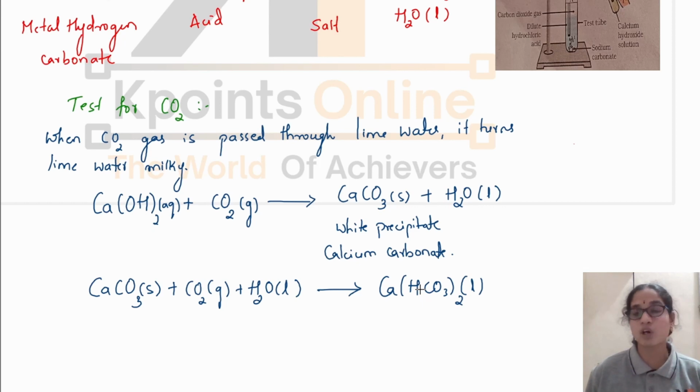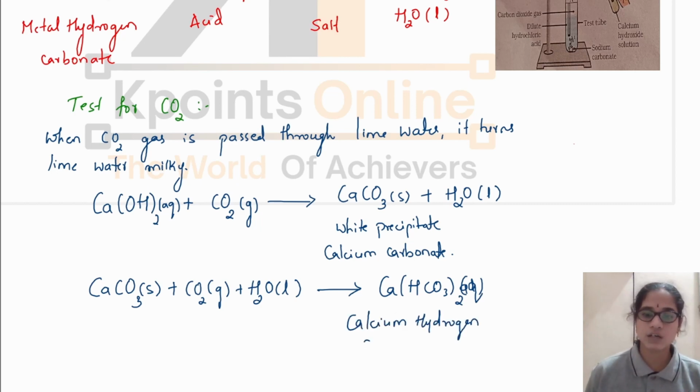Again, the lime water which has turned milky becomes colorless, because all the calcium carbonate that has formed again reacts with carbon dioxide to form calcium hydrogen carbonate. This is soluble in water. Okay. Aqueous means it is soluble in water. This is calcium hydrogen carbonate.